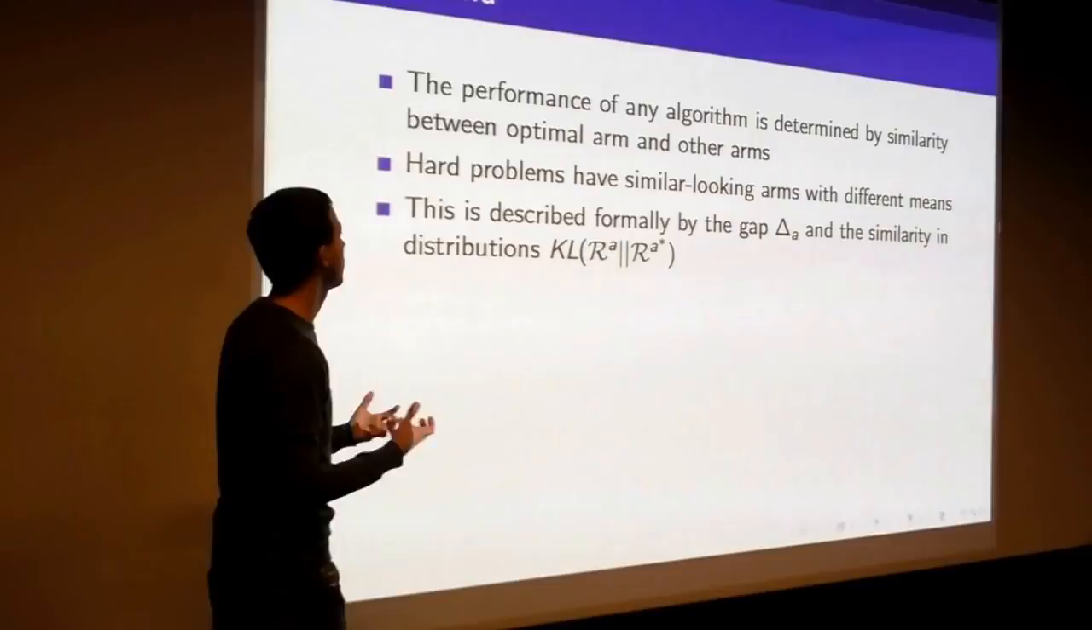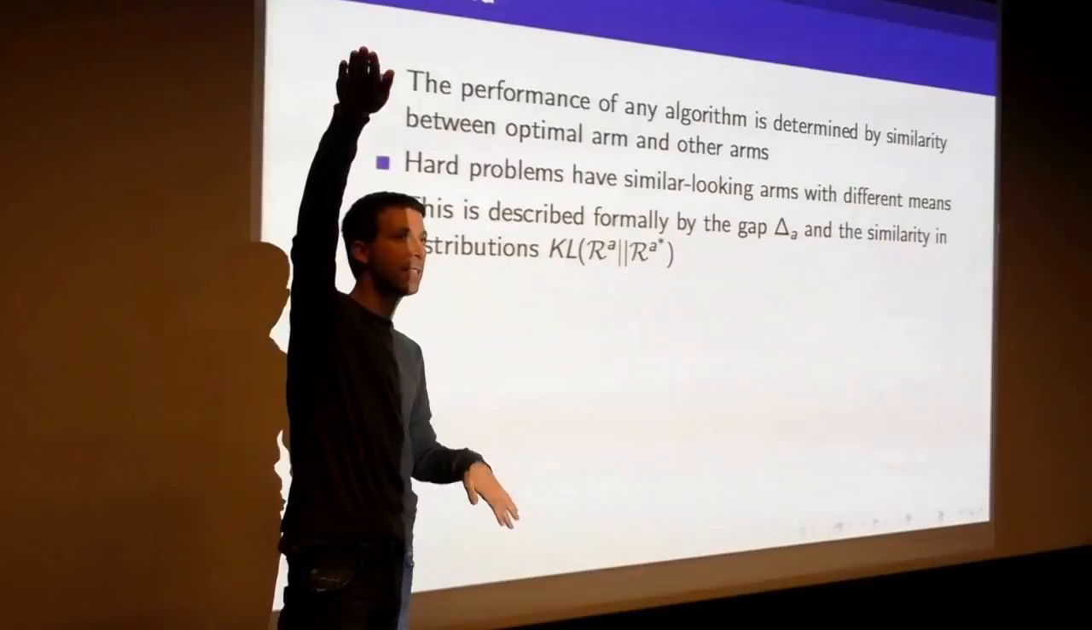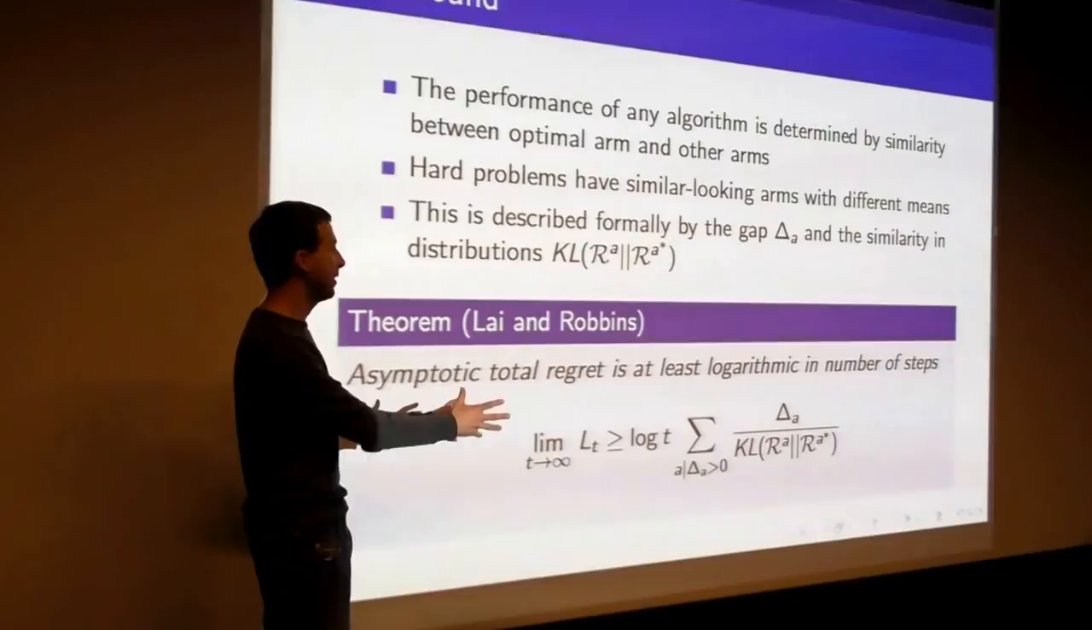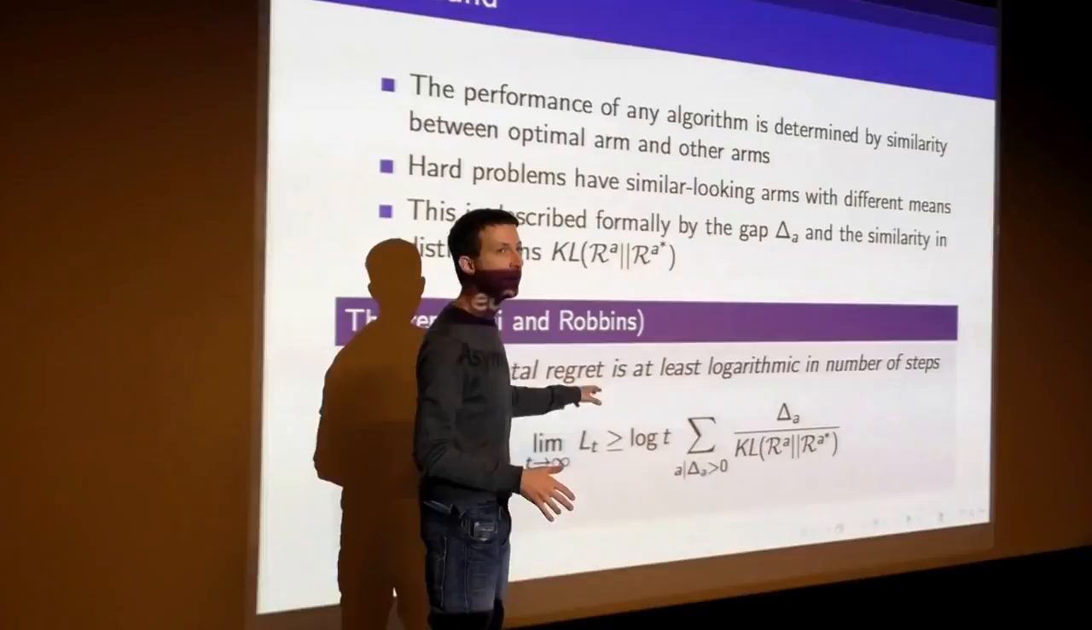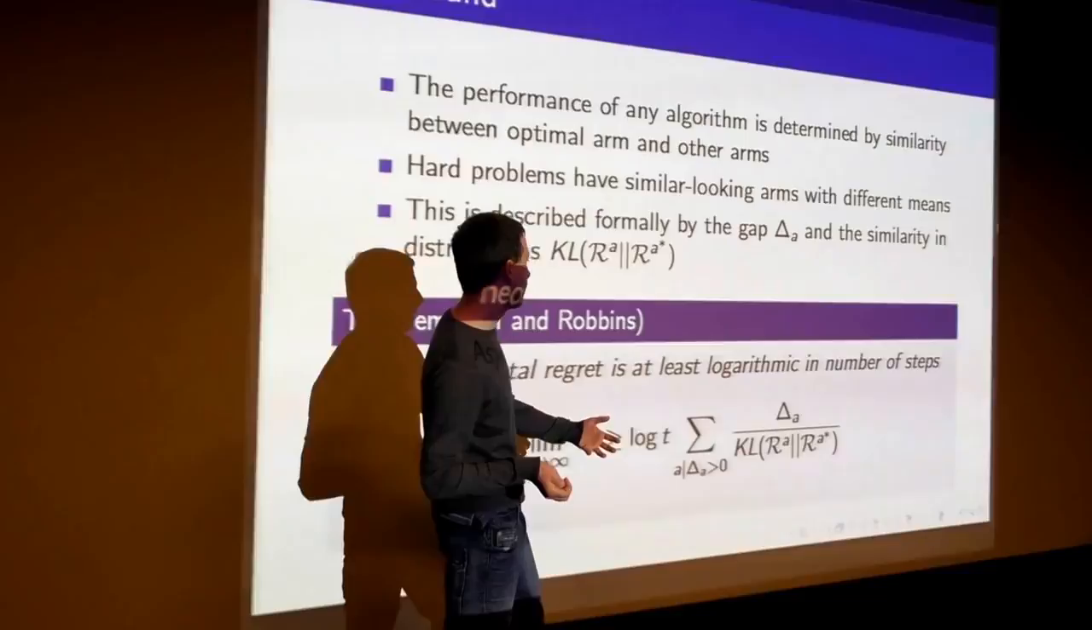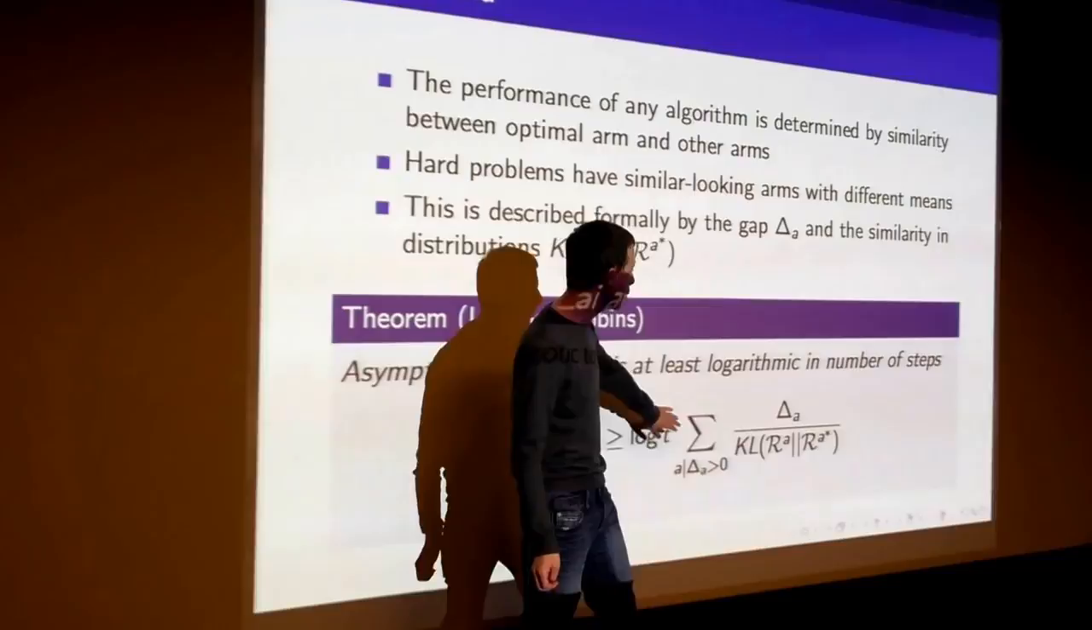Formally, the way we understand that is by the gap between them, the difference between this arm and this arm, and how similar their distributions are, which we can measure using the KL divergence. So this is one slide of theory: the total regret is at least logarithmic in the number of steps. This is the total regret that we're incurring over time, the plot we were looking at, and the regret we incur is at least logarithmic in the number of steps that we take, multiplied by a term which is proportional to the gap.